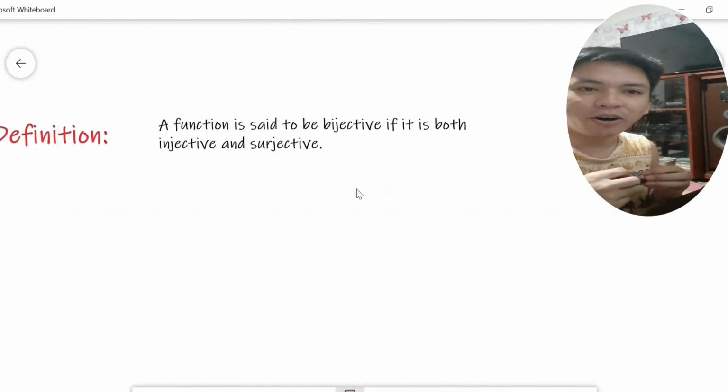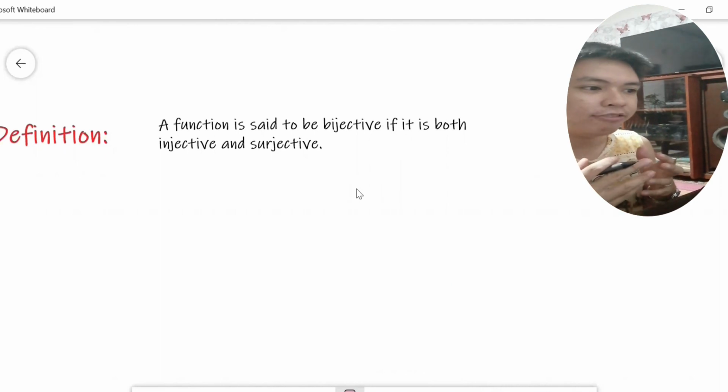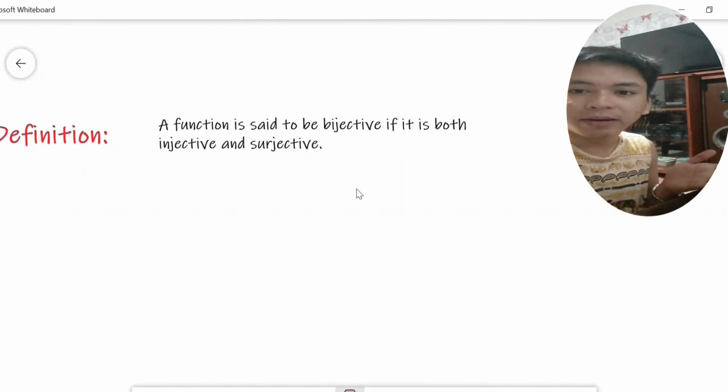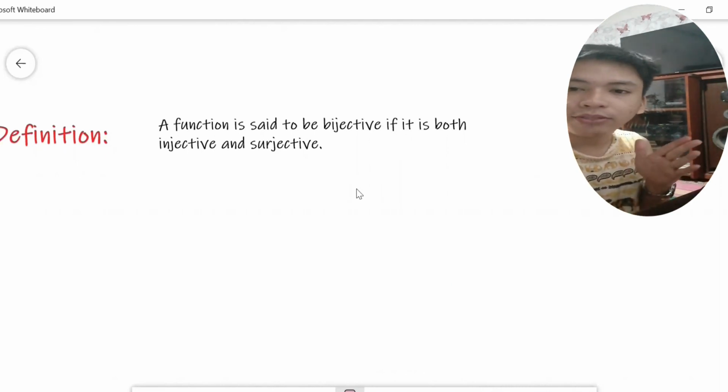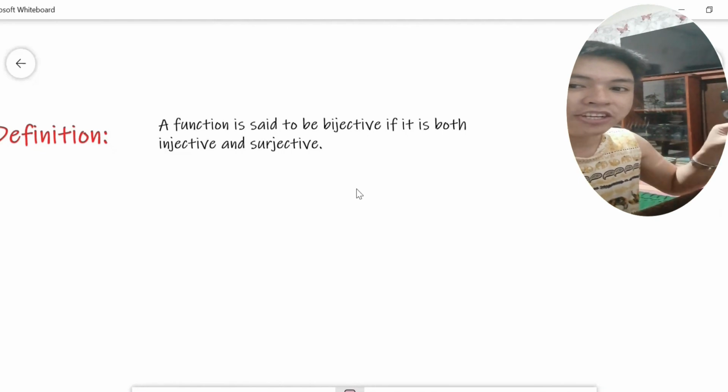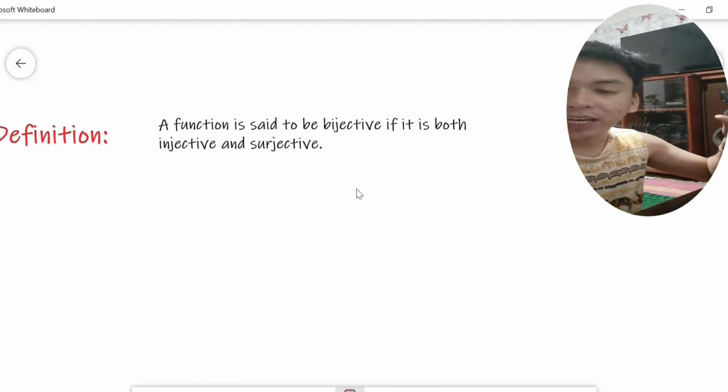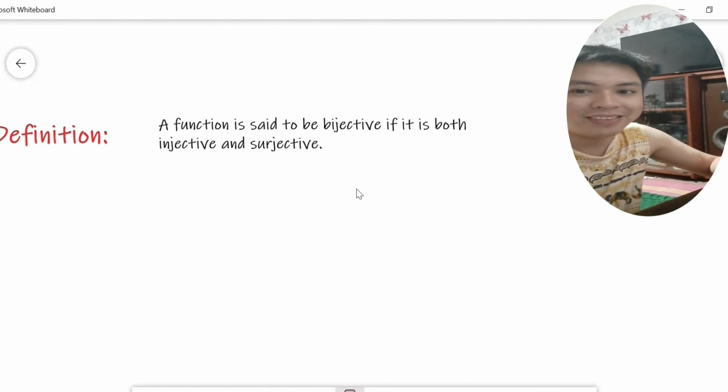Okay, so the last type of function is bijective. A function is said to be bijective if it's both injective and surjective at the same time. So earlier we have shown that a linear function is bijective in the sense that it is injective and surjective at the same time. So that's the reason why it's a bijective function.